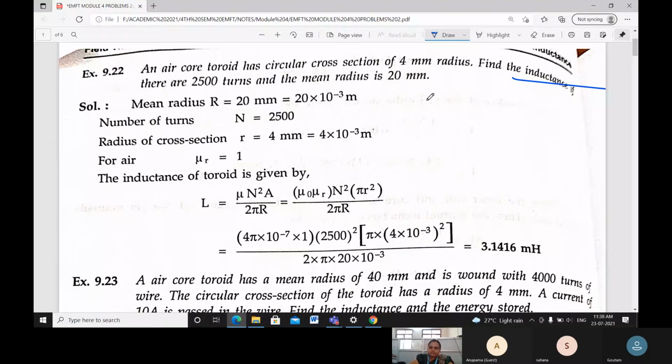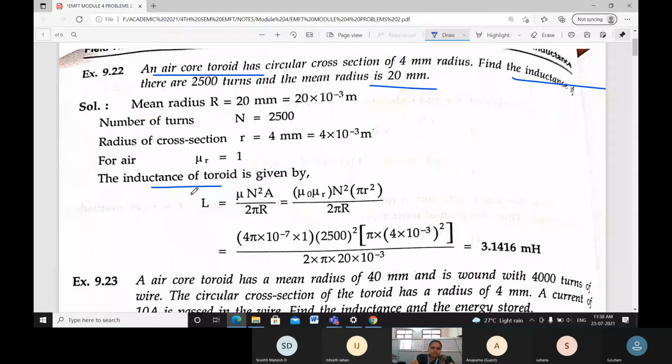It is given as 20 millimeters, that you can write as 20 × 10 to minus 3 meter. Then the number of turns is given as N, that is 2500. Then the radius of cross section, small r, is given as 4 millimeters, that is 4 × 10 to minus 3 meters. Here it is an air core, for that reason for air our mu r is going to be equal to 1 only.